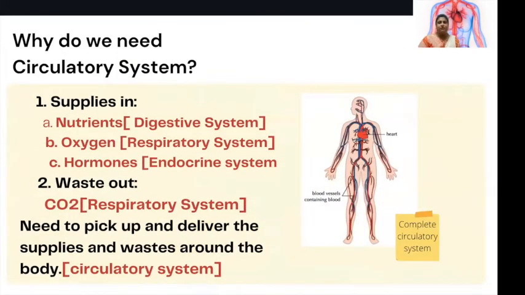Why do we need the circulatory system? In this slide, you can see that I have written supplies in: nutrients from the digestive system, oxygen from the respiratory system, hormones from the endocrine system. Then the second point is waste out: carbon dioxide, again from the respiratory system. So you know, our body needs to work continuously, so it needs energy. Can you tell me from where we get this energy? Correct. We get this energy from food.